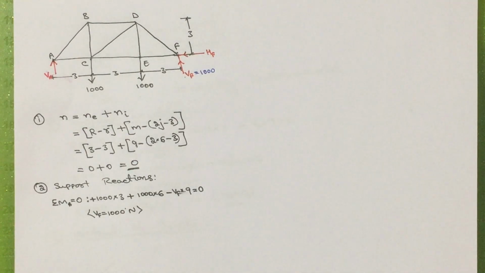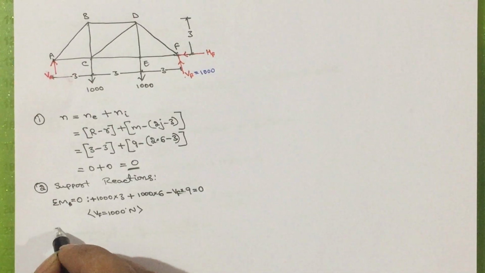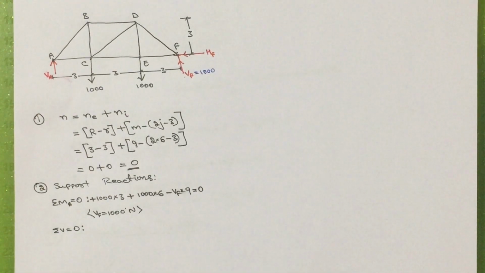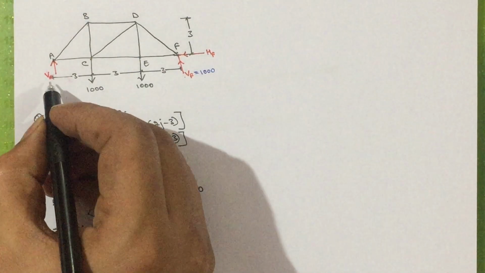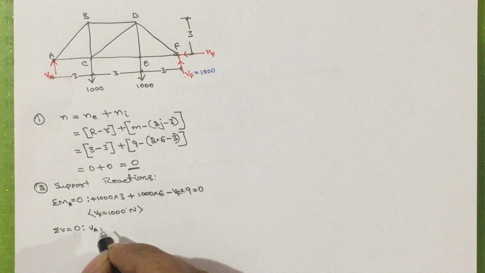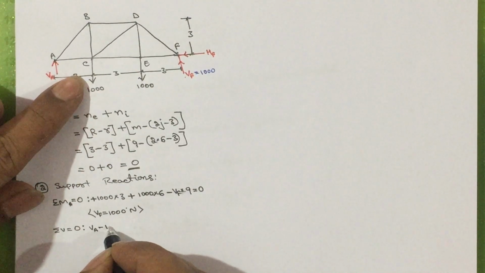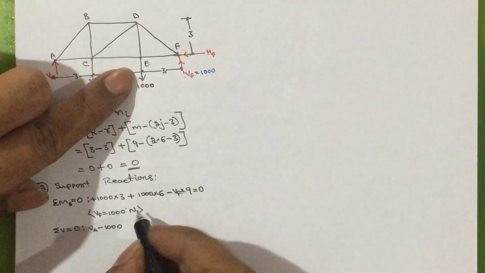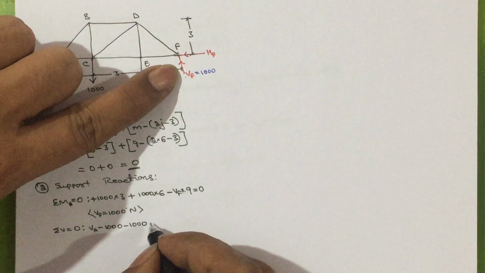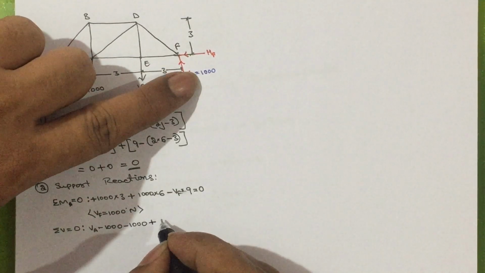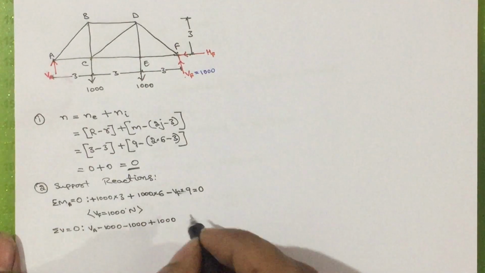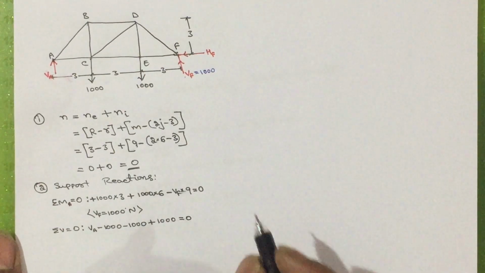Okay. Next condition, sigma V is equal to 0. So, only the vertical forces: plus VA, then minus 1000, then minus 1000, then plus Vf. Vf is 1000. Then this is horizontal, leave it. So, it should be equal to 0.